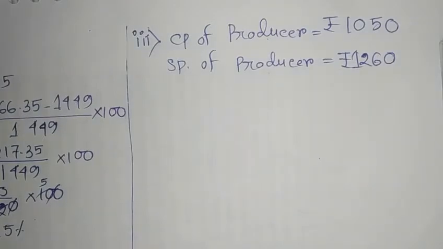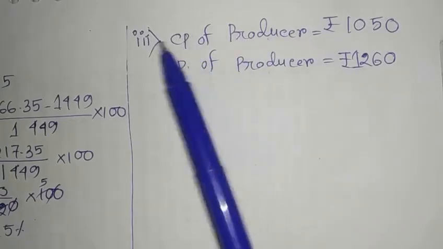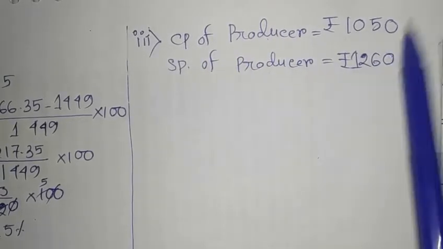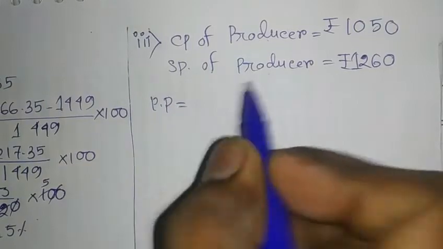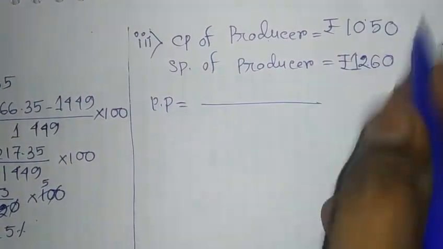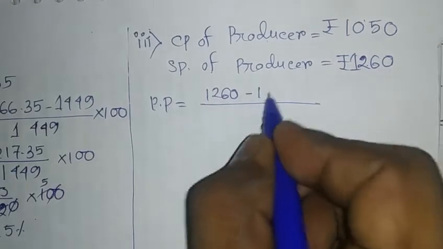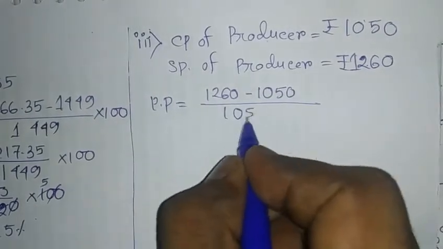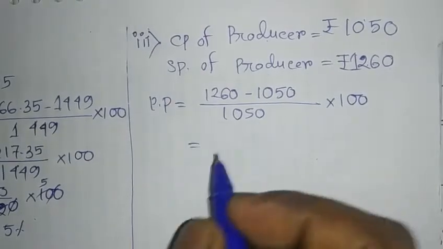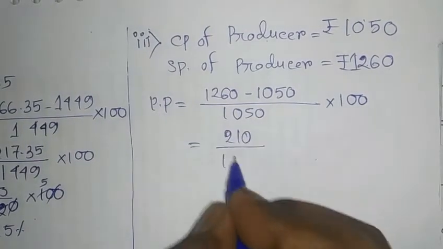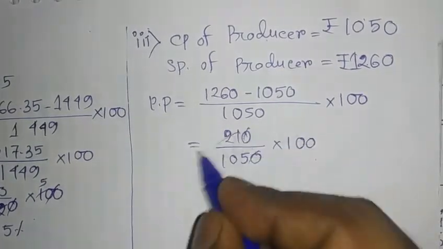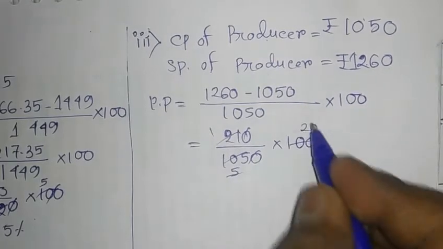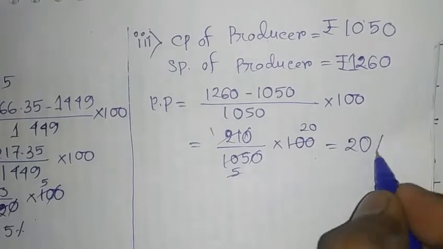Okay, now move to question number 3. Now in question number 3, we need to find the profit percentage of the producer. Now the cost price of the producer is rupees 1050 and the selling price is rupees 1260. So profit percentage will be what? This minus this divided by this, that is 1260 minus 1050 divided by 1050 multiplied by 100. Now this becomes 210 by 1050 into 100, which is equals to 20%.